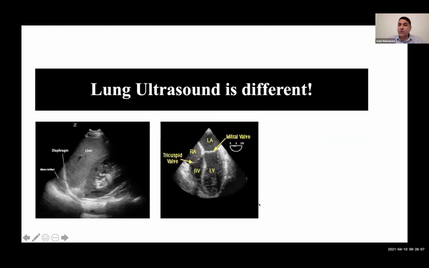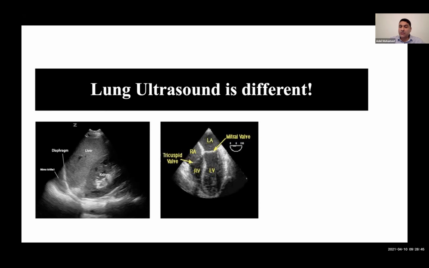Let's agree before we start our workshop that lung ultrasound is different. Different from what? Different from other types of ultrasounds. If you are familiar with abdominal ultrasound, this is part of abdominal ultrasound. You can see the liver, kidney, the diaphragm, and part of the lung in here. And it's easy to bring a junior person and explain to him or her the different organs. Again, if you are familiar with echo, this is what you will see, which corresponds exactly to the anatomical structure of the heart.